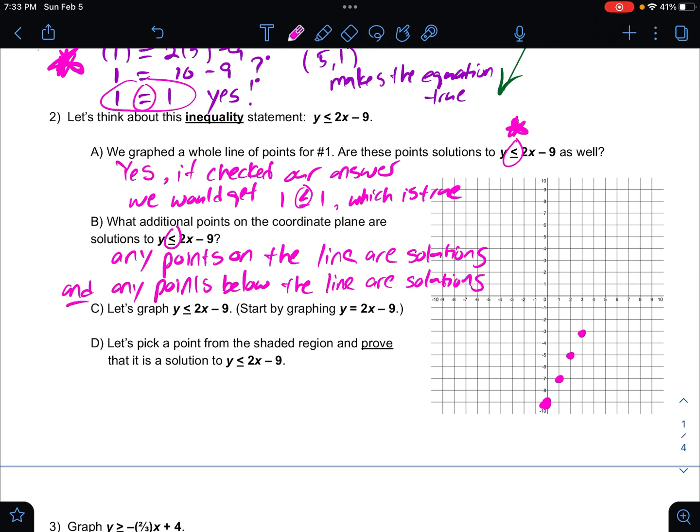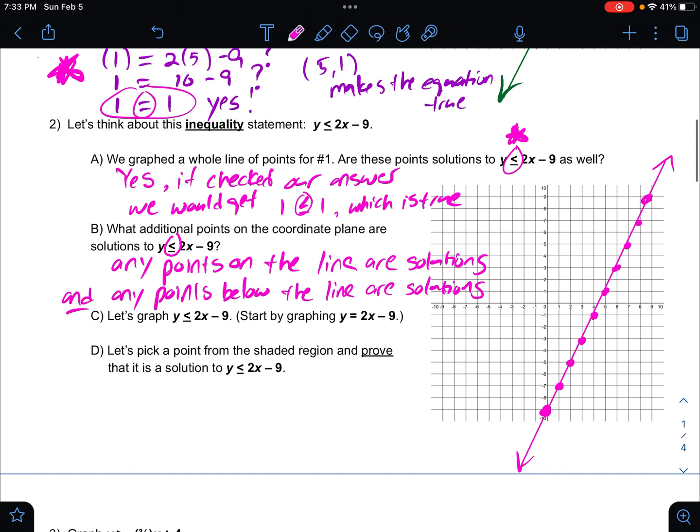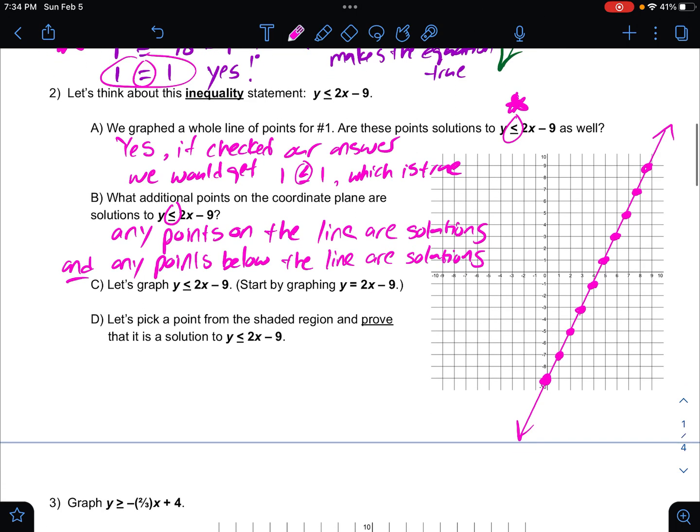So y-intercept is -9 and the rise 2, run 1, rise 2, run 1. So we're just going to graph those same set of points, just like we did with the same equation in number 1. Okay, make a nice line. Okay, so all these points on the line are solutions. They are going to make the equation true. They're also going to make this inequality true because they are equal to the line. But since we now have a less than or equal to symbol, that means all of the points that are below the line are also solutions.